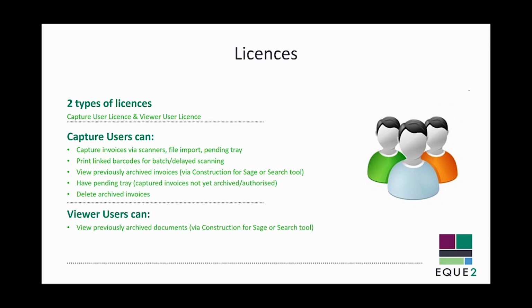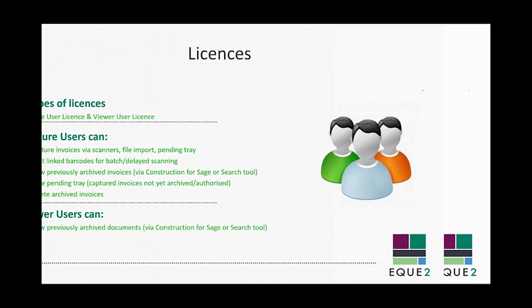And it will also allow the user, provided you give that user access, to delete previously archived invoices also. Whereas we also have a viewer user, which is at a reduced cost, which only allows that user to view archived documents, either directly through the Construction for Sage software or through the Invoice capture software.